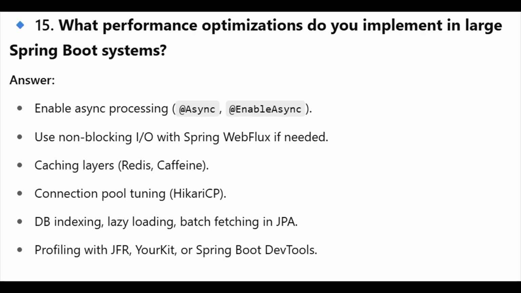15. What performance optimizations do you implement in large Spring Boot systems? Answer. Enable async processing with @Async and @EnableAsync. Use non-blocking I/O with Spring WebFlux if needed. Caching layers, Redis, Caffeine. Connection pool tuning, HikariCP. DB indexing, lazy loading, batch fetching in JPA. Profiling with JFR, YourKit, or Spring Boot DevTools.